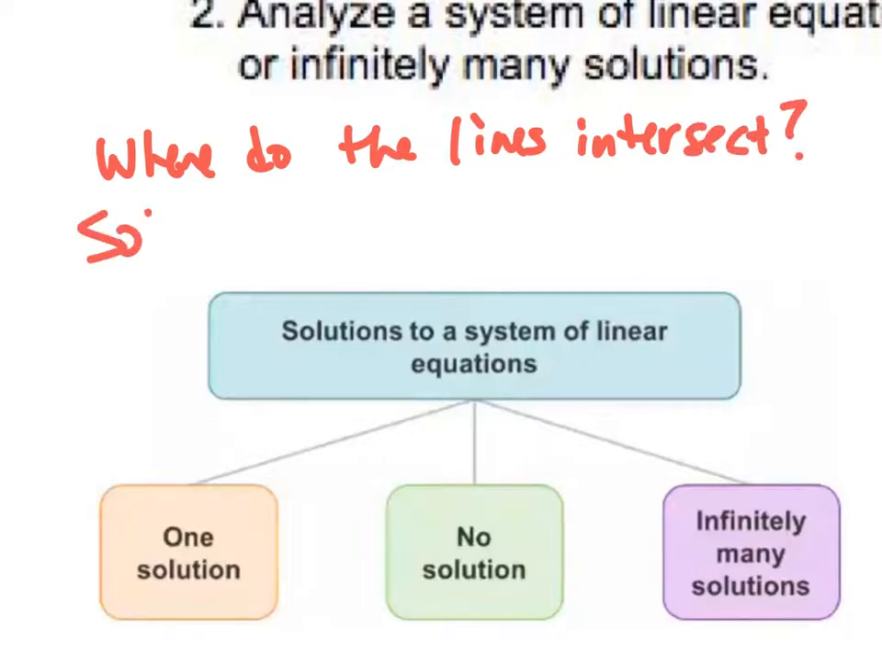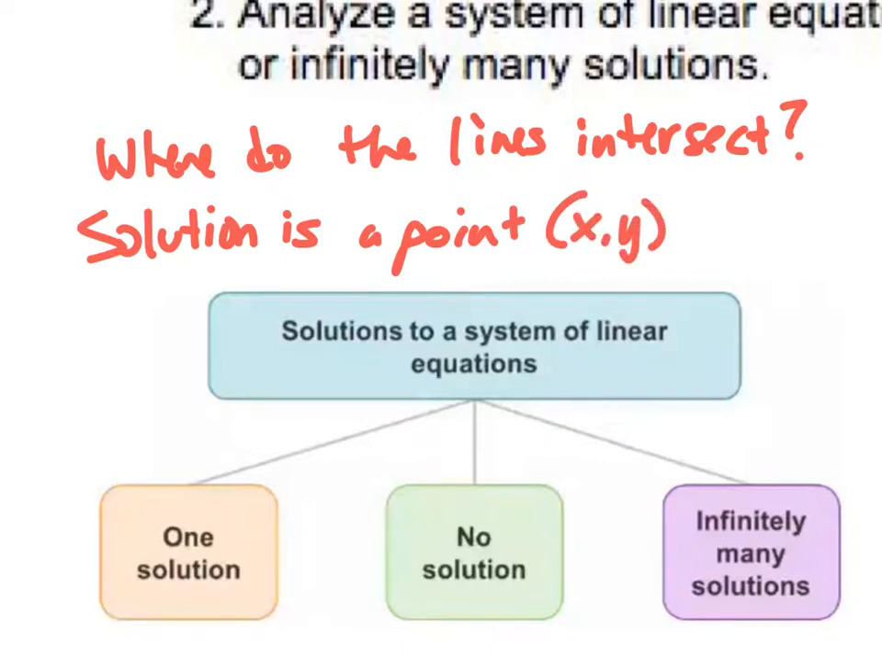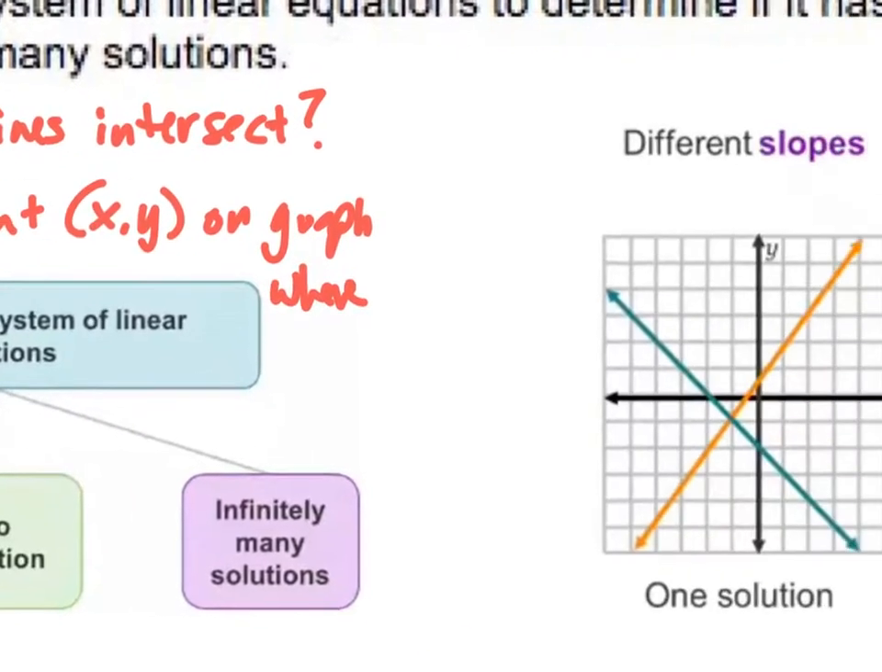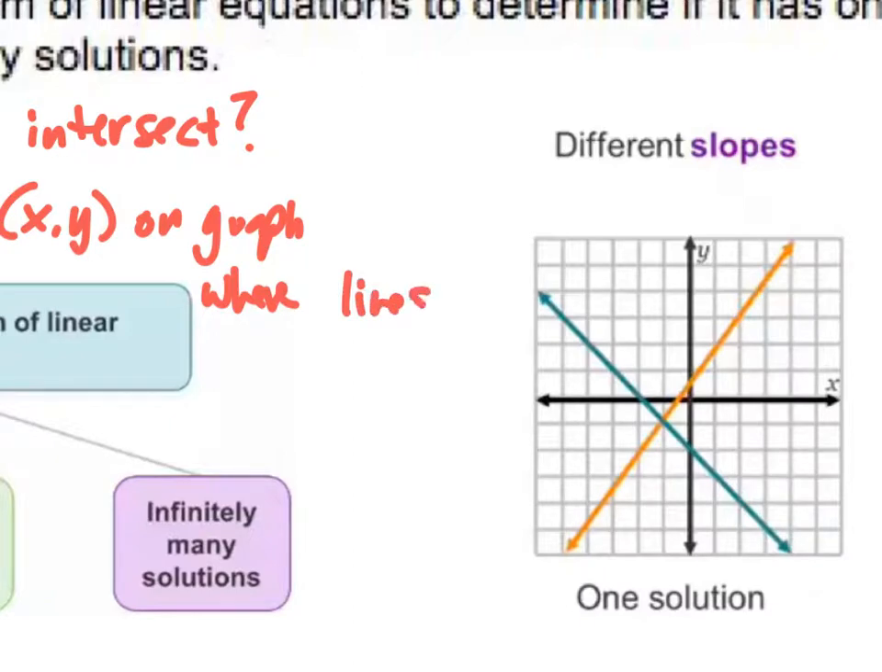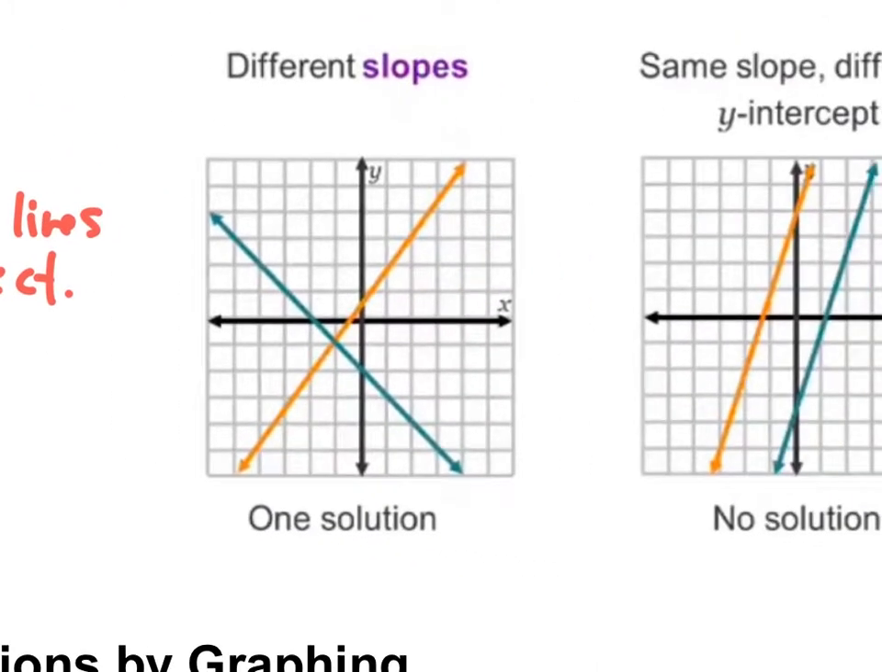So the solution is a point on the graph, and that's an x and y value on the graph where the lines intersect. Okay? And so what we look at, if we have one solution, we have one point where they intersect. So one point of intersection. All right, and that's our solution, okay?